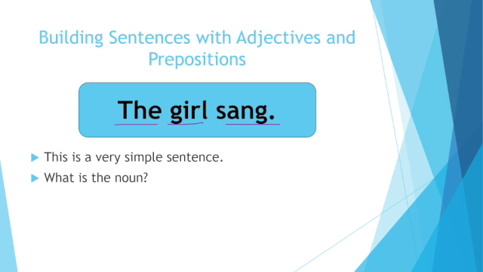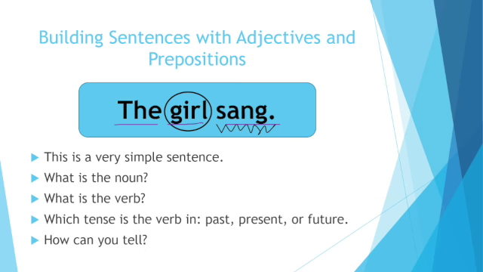Very good. The noun is girl. I knew you'd get it. What's the verb in this sentence? What's the action? Good job. The verb is sang. What did the girl do? She sang. Now, which tense is the verb in? Past, present, or future tense? Great job. This verb is in past tense. How do you know? Because the girl, she sang. That means it has already happened.